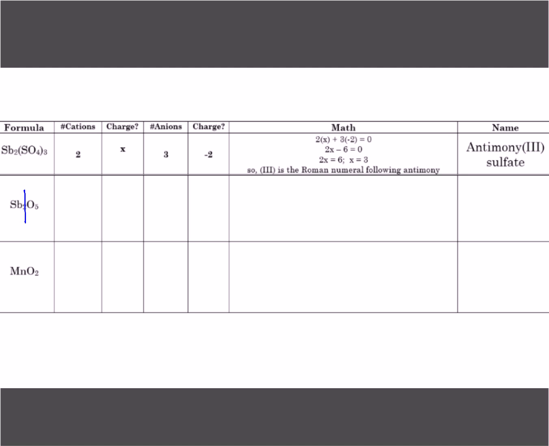So Sb, that's antimony. How many cations do I have? 2. We don't know its charge, so it's x. How many anions do I have? 5. What's the charge on oxygen? -2. So this one's a little bit more challenging of an equation to solve, but we can do it. We get 2x minus 10, so we have 2 times x plus 5 times -2 equals 0.